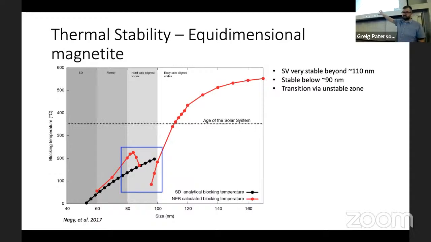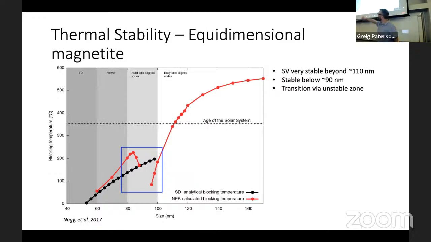So what I've done here on this graph is I've drawn in the black line what single domain theory predicts. And I've really extended that way beyond the reasonable size range that single domain theory actually applies. And then in red are our energy barrier calculations, our blocking temperature calculations based on micromagnetics.